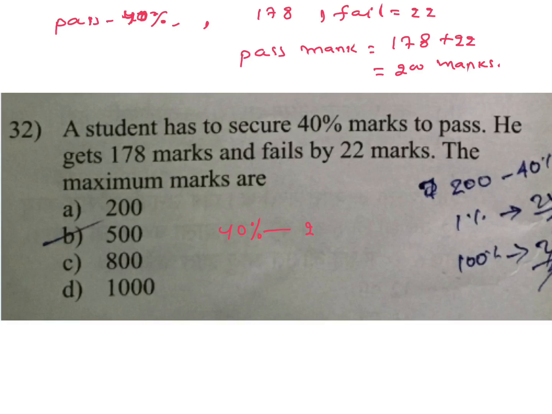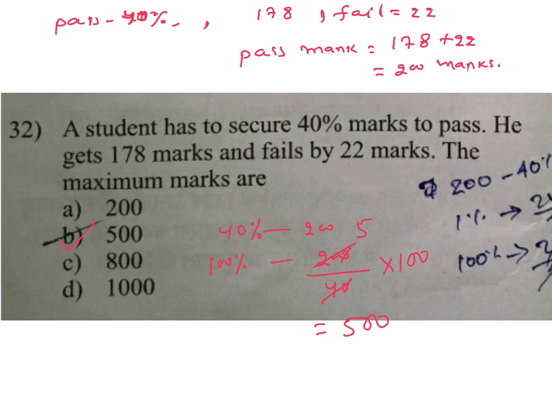100% is 200 by 40 into 100, 500 marks. B is the answer. Maximum mark is 100%.